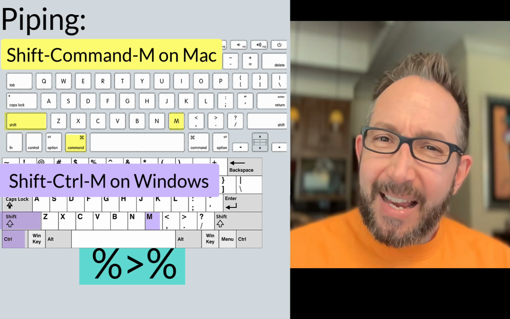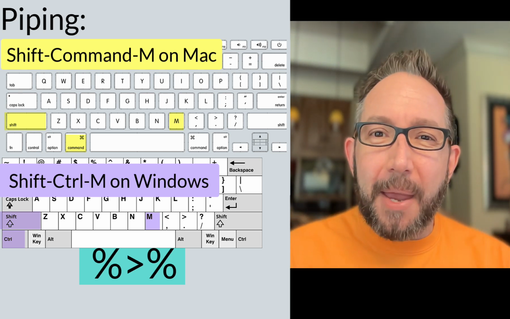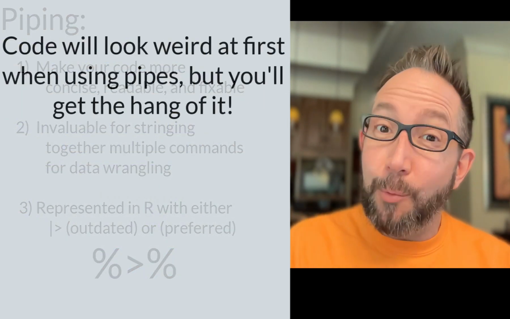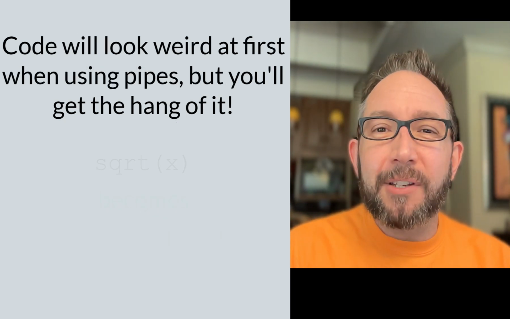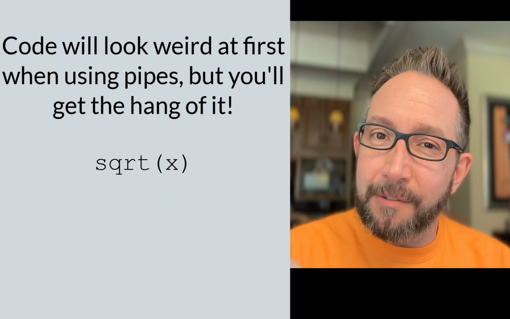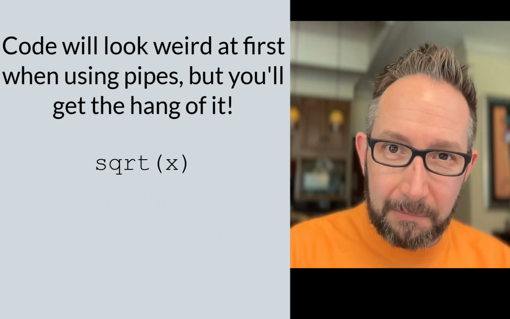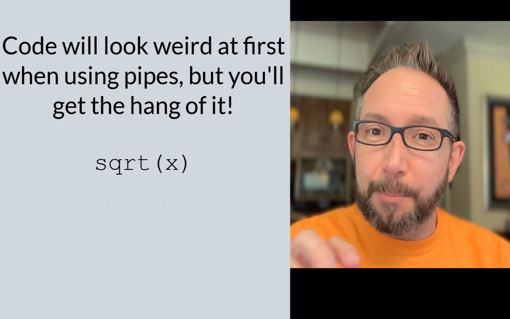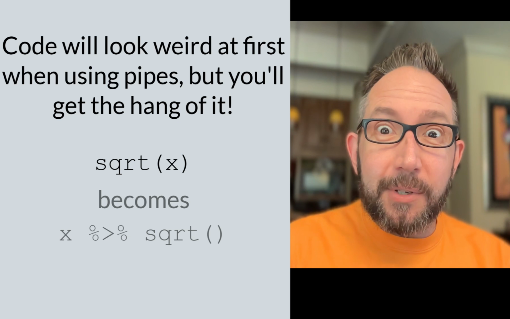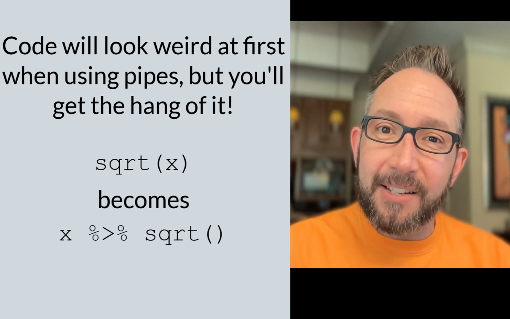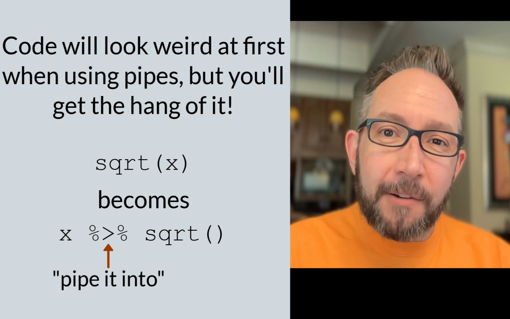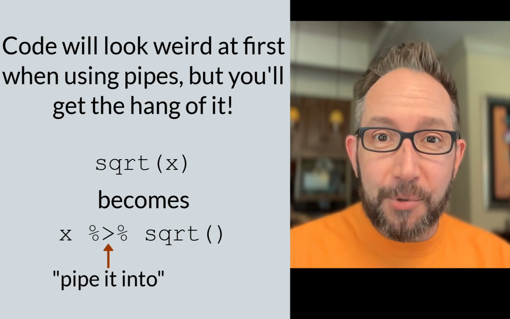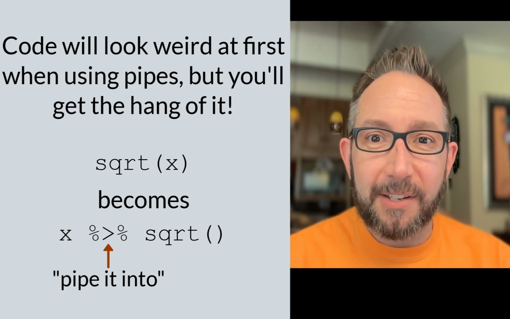Now, at first glance, it's going to make our code look quite a bit different than what you're used to, but you're going to get the hang of it really quickly. Instead of doing something like taking a vector x and running it through the square root function, like what we're used to, sqrt parenthesis x, what we're going to do is something else. We're going to actually take x and pipe it into percent greater than percent into the function that we want to apply to our object, the sqrt with parenthesis.